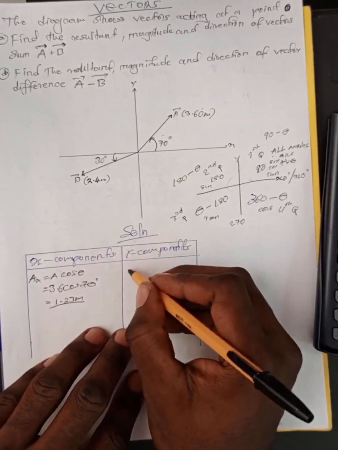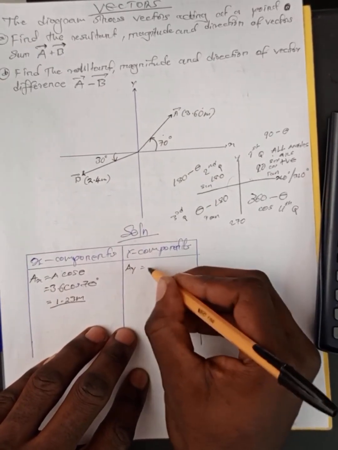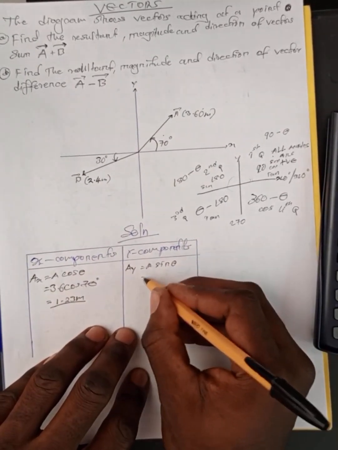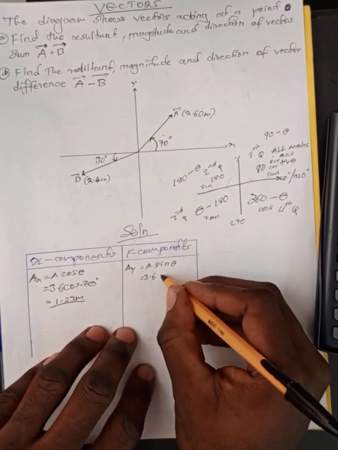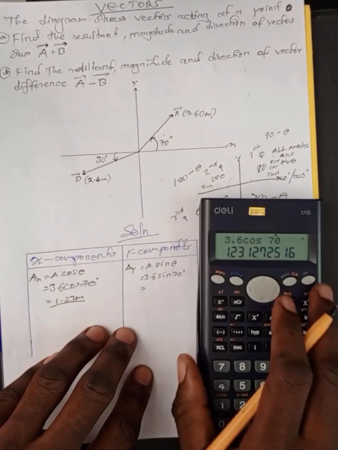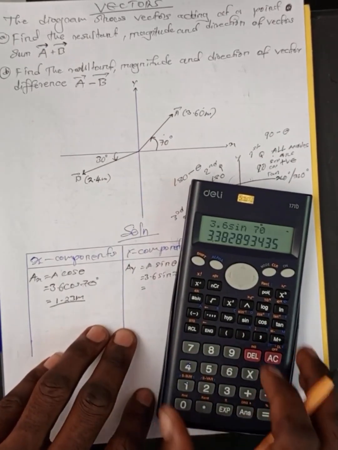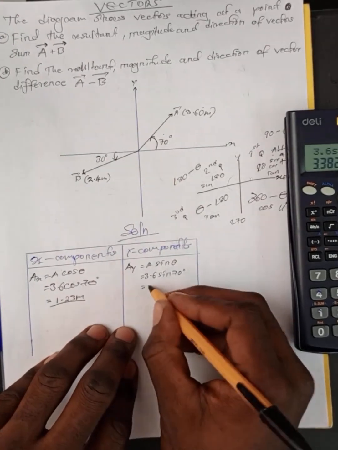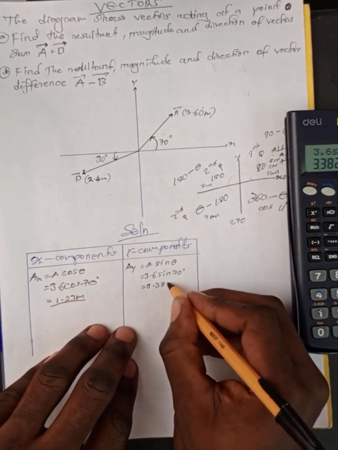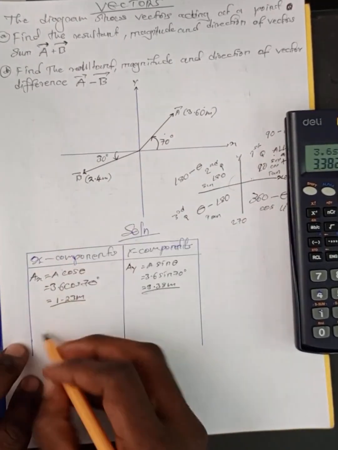Then you calculate the y component. Ay is equal to A sine theta. Then you are going to have 3.6 sine 70 degrees, which gives you 3.38 meters.